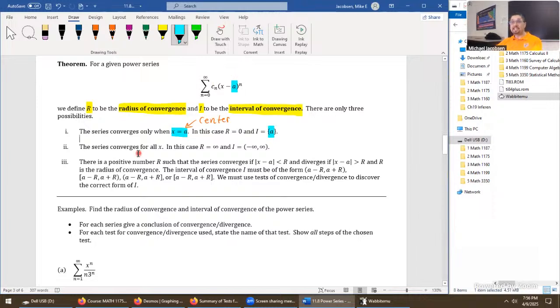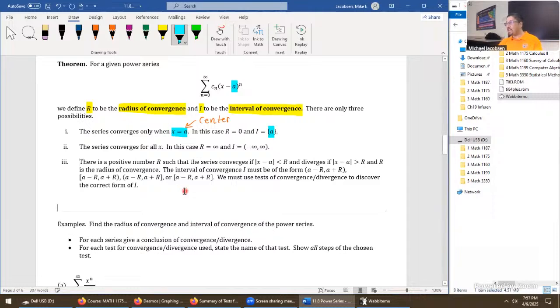The next nice case, like the problem we were just looking at with the factorial in the denominator, is that the series just always converges. Doesn't matter what x is, we have convergence. When that happens, we'll say the interval is the entire real number line, so negative infinity to infinity. Because that has infinite length, we say the radius is infinity as well. And then here's case 3.